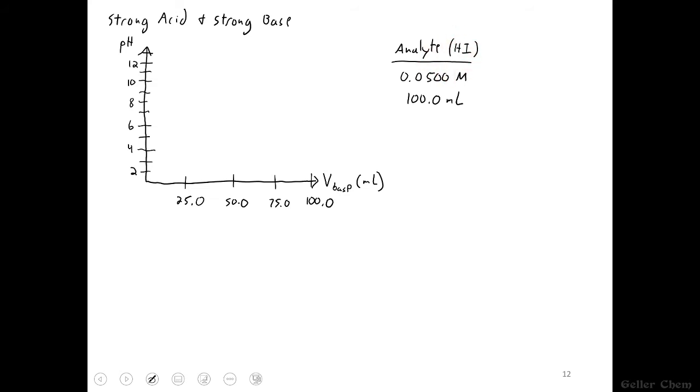And so our titrant is going to be, let's go with the classic strong base, NaOH. But I can pick any strong base I want, and the theory will be exactly the same. And we'll say that this titrant's concentration is 0.100 moles per liter.